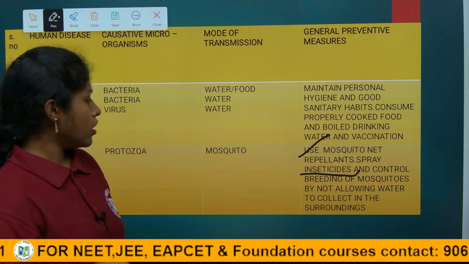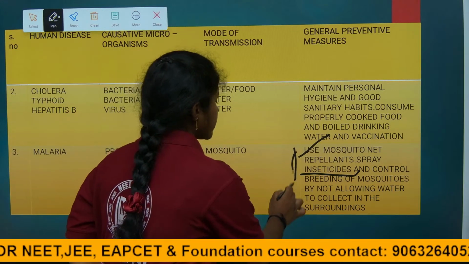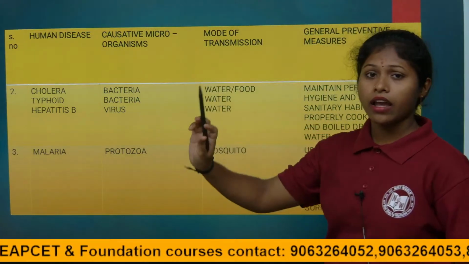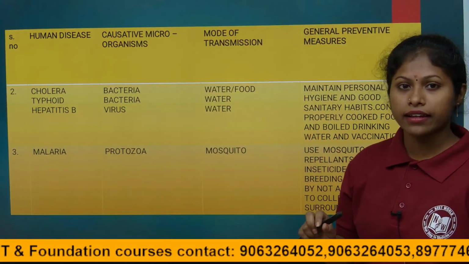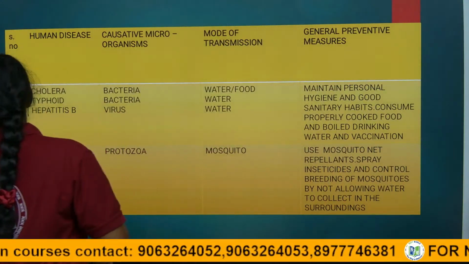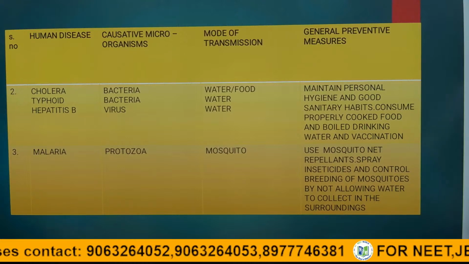from that point. It collects from the surroundings. We should see that everything is clean or not. These are some of the human diseases, children, the ones mostly asked in questions.